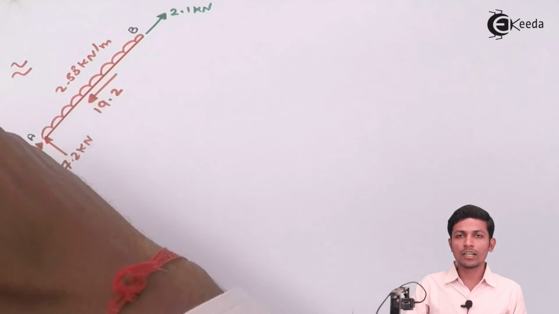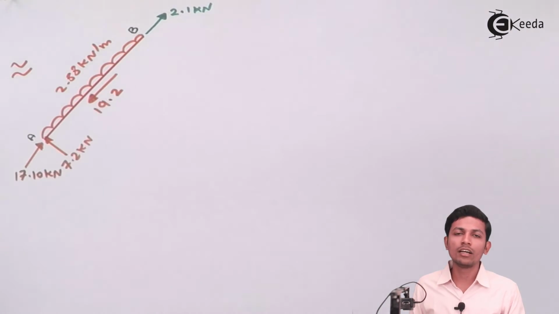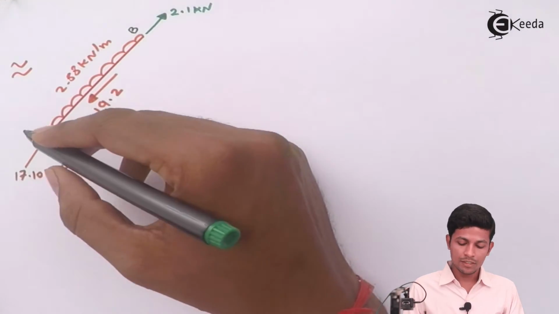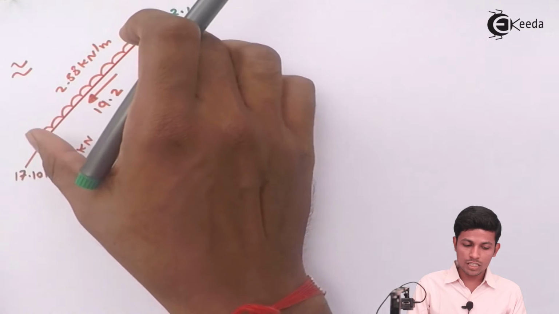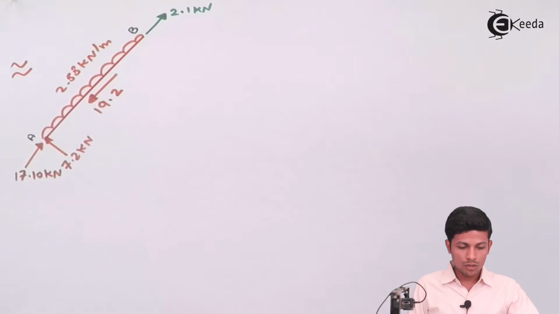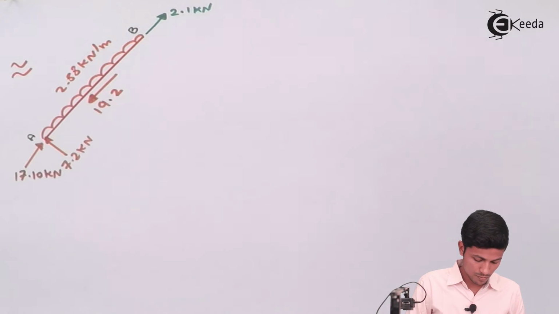So 19.2 will come in the downward direction. This member will be in equilibrium. After that, see, 7.2 kilonewton going upward. Now 2.88 into this distance, which is 5. 2.88 into 5. How does it come? 14.4.